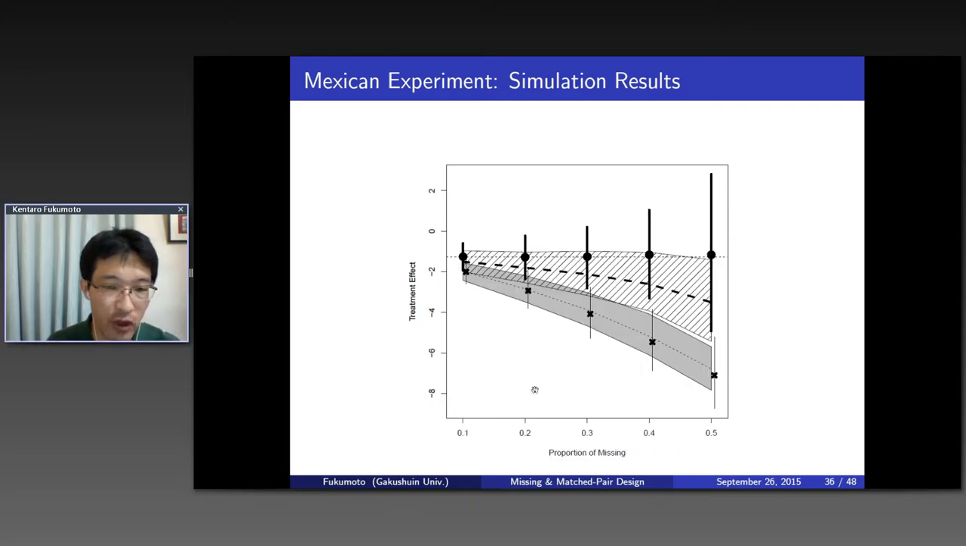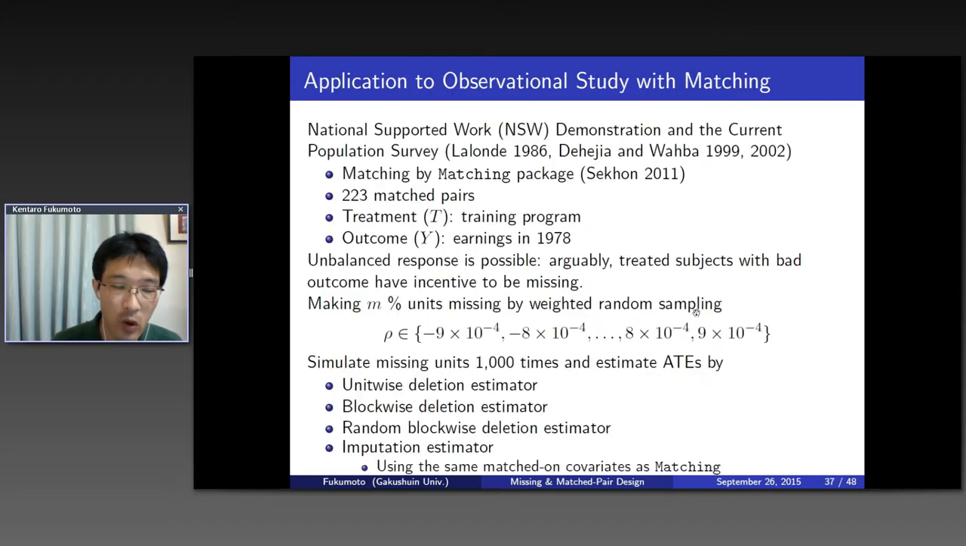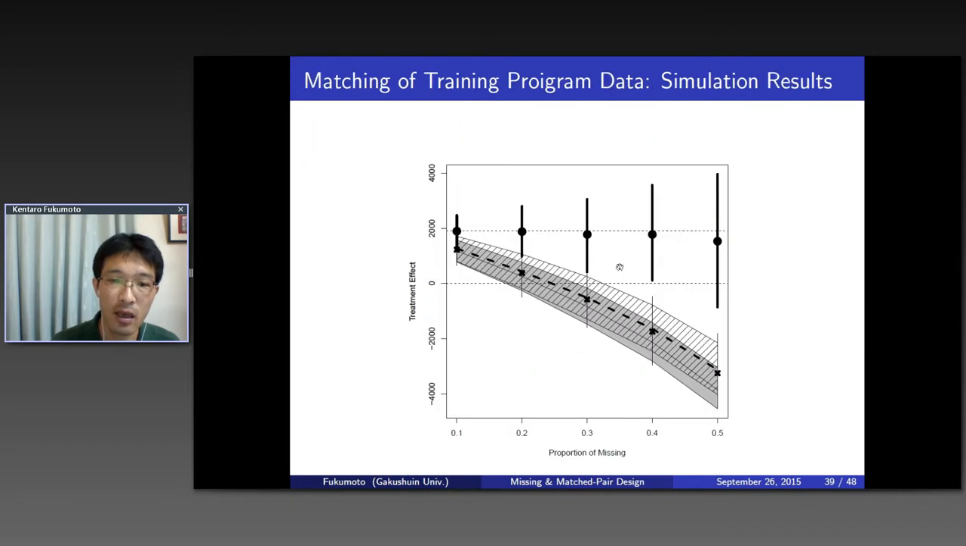Now this figure shows the proportion of missing from 10% to 50% on the x-axis, and the y-axis shows the treatment effect. And again, the blockwise deletion estimator is unbiased, and the unitwise deletion estimator is very biased, and multiple imputation almost comes between these two estimators. Okay, so due to time limits, now 35 minutes have passed, so I skip this second application and go to the conclusion.